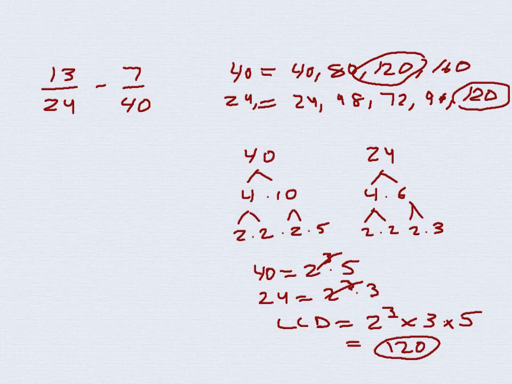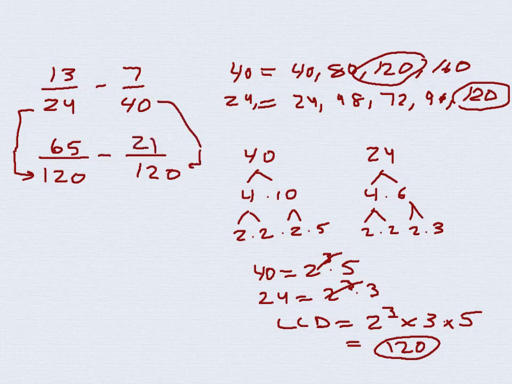So to find your lowest common denominator, we've done that 2 ways. That's the hard part of the question. The easy part is just making them equivalent. So again, 24 goes into 120 5 times. So 13 times 5 to keep the numerator equivalent is 65. 40 goes into 120 3 times. So 3 times 7 is 21.